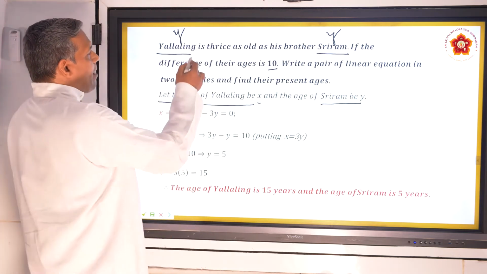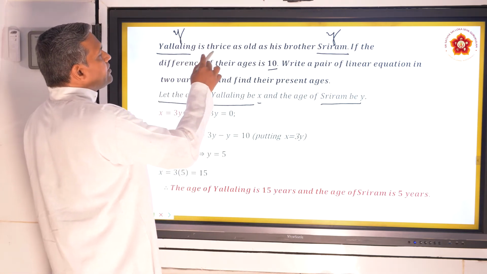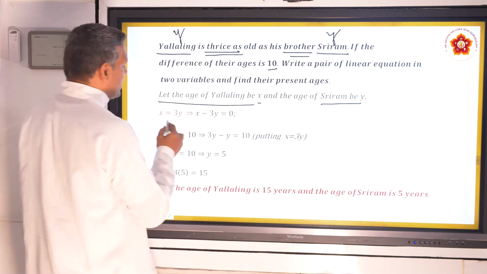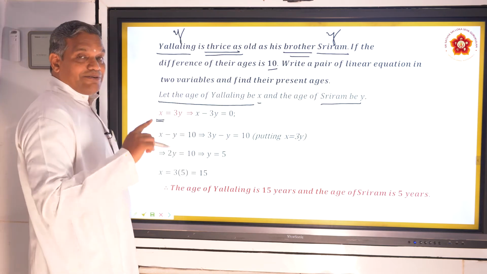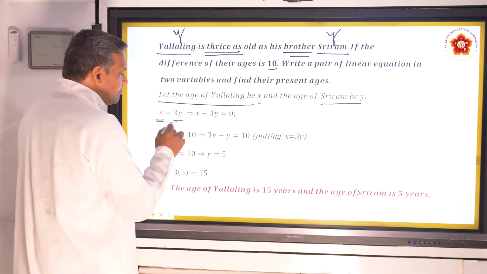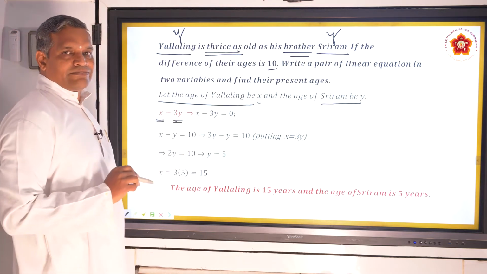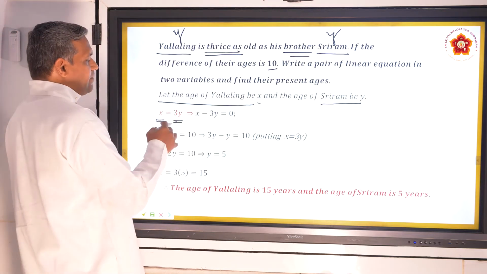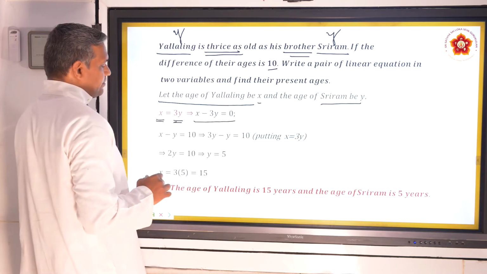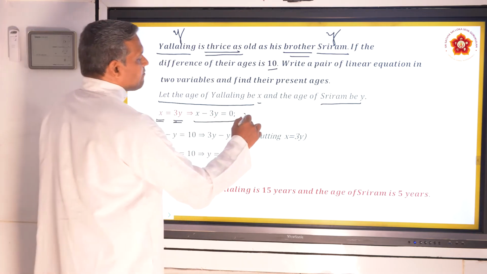Okay, next apply the condition. What is the condition? Yellaling is thrice as old as his brother. So now Yellaling is like last time. Remember the book and pen? If you multiply Sri Ram's age by 3, Yellaling's age will come. That's all it is. Now you need to convert it into an equation. x - 3y = 0 is the equation. Now you got this as the first equation.